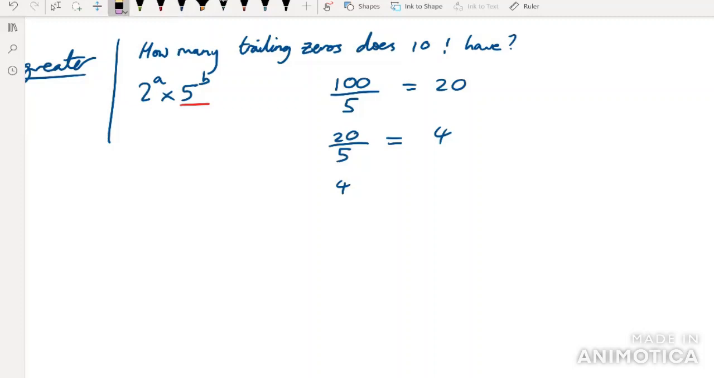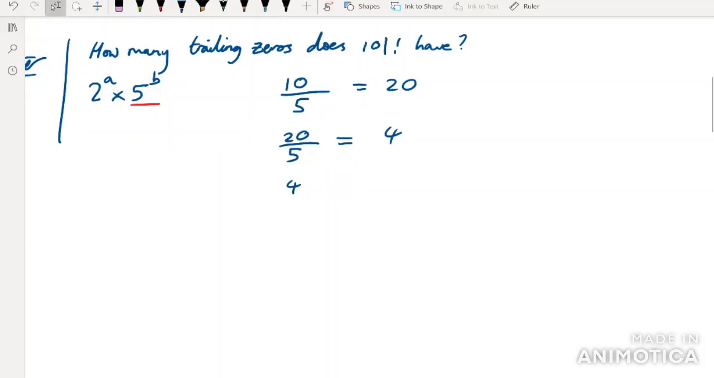So actually, let's ask how many trailing zeros does 101 factorial have, just to prove the point. So 101 divided by 5 is going to be 20 when you're ignoring the remainders. And then 20 divided by 5 is 4, and then 4 divided by 5, if you ignore the remainders, is 0. And so then you're done. So the answer is you just add up the numbers. So 20 plus 4 equals 24, and that is actually the answer.